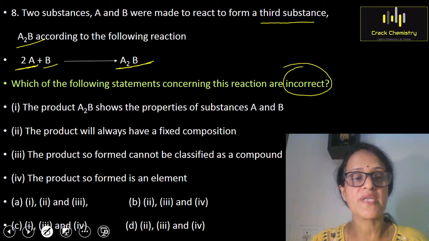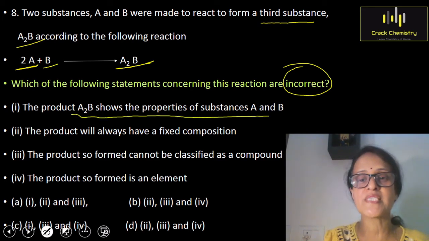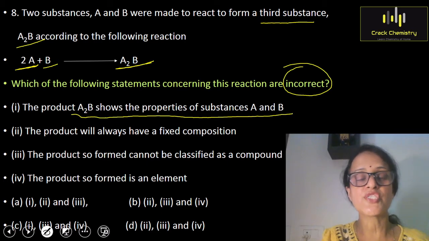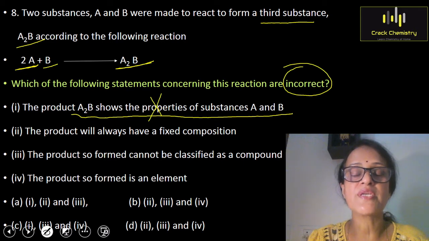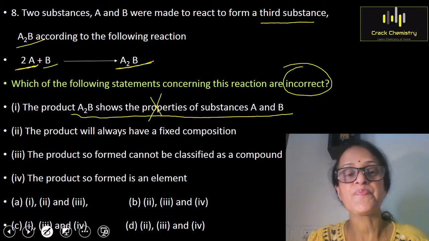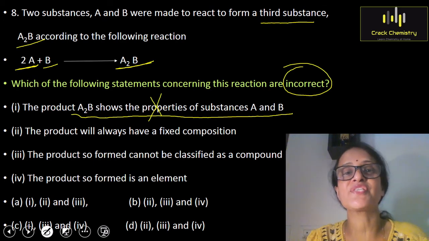So the first option is: the product A2B shows the properties of substances A and B. Children, this is an incorrect statement, because during a chemical reaction, a chemical change takes place in which a new substance is formed, and this new substance is a compound.